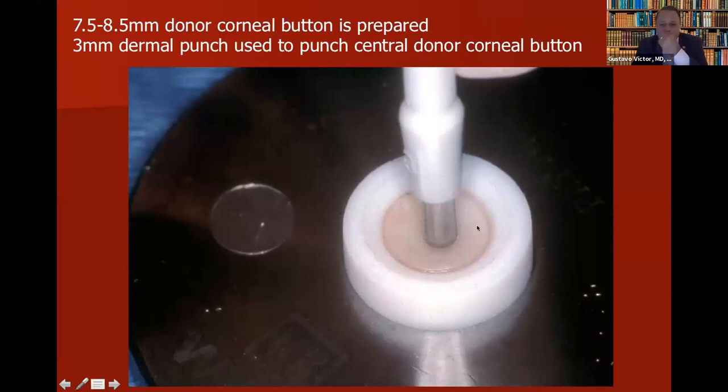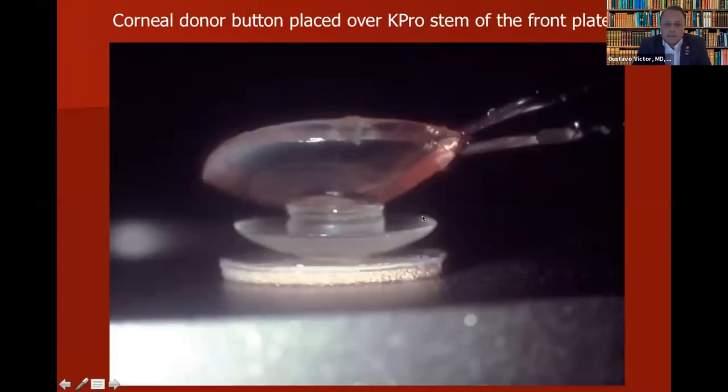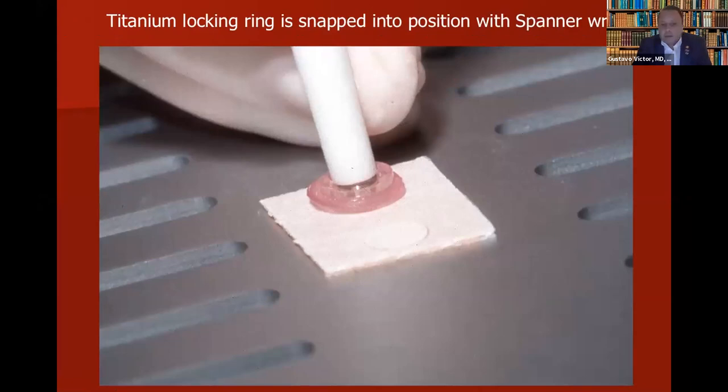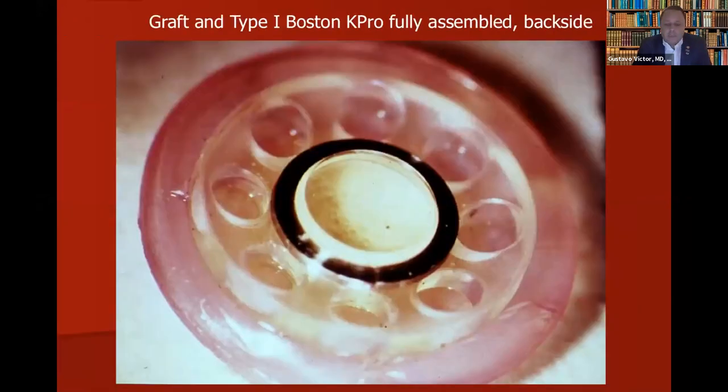In the graft, after you cut the graft, you make a very small hole in the center with this instrument, and then you put the graft inside through the hole, and then you put the other part, the back plate here, which has 16 holes in this plate to allow more aqueous humor to nourish the graft and help it survive, and then you lock it with this ring with this instrument from below. So this is the end of the assembly of the K-Pro.